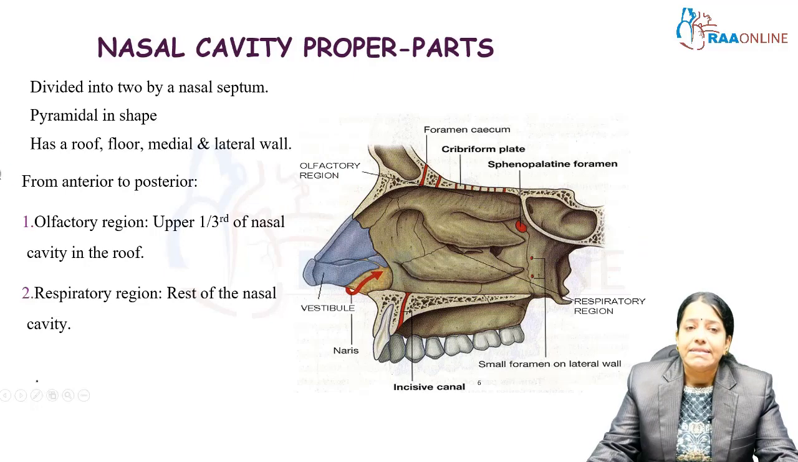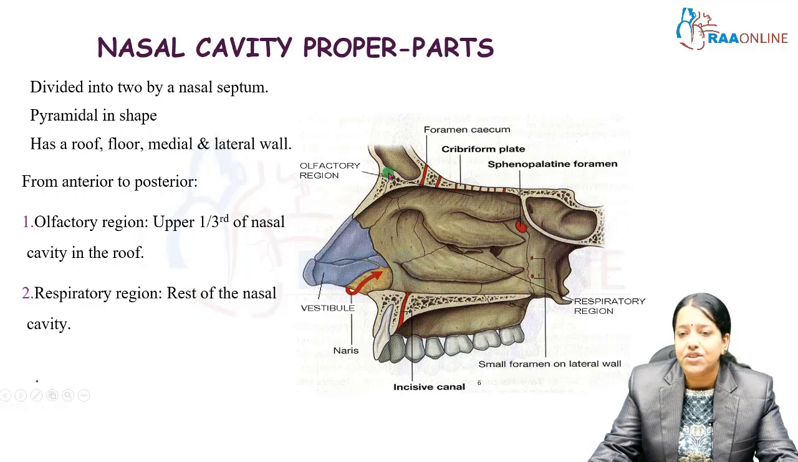Coming to the nasal cavity proper, it is divided into two by the nasal septum. The nasal cavity is pyramidal in shape. It has a roof, a floor, a medial wall, that is the septum, and a lateral wall also.